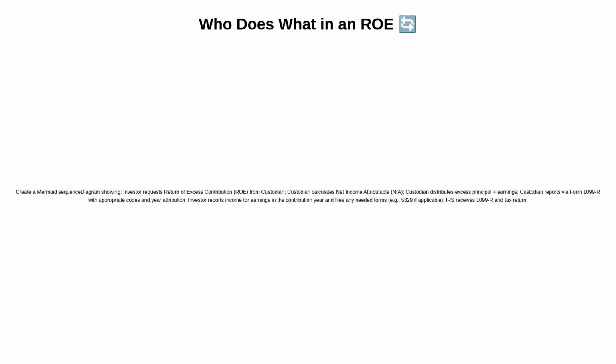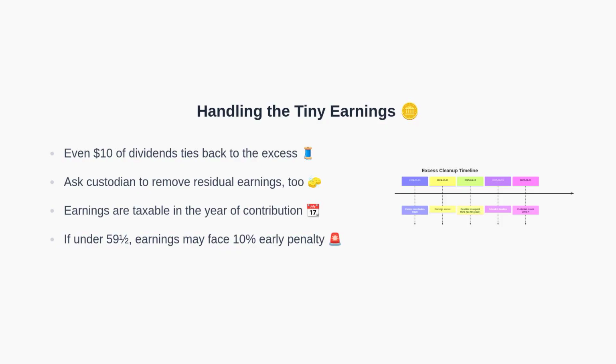With roles clarified, let's address the tricky small leftover amounts. Small earnings, such as $10 of dividends, still trace back to the original excess contribution. Therefore, do not ignore them. Instead, ask your custodian to remove those residual earnings as part of the return of excess contribution process. These earnings are taxable in the year the excess contribution was made. If you are under age 59.5, the earnings portion may be subject to the 10% early withdrawal penalty unless an exception applies. With the timing laid out, next we will summarize deadlines, codes, and common penalties in one place.